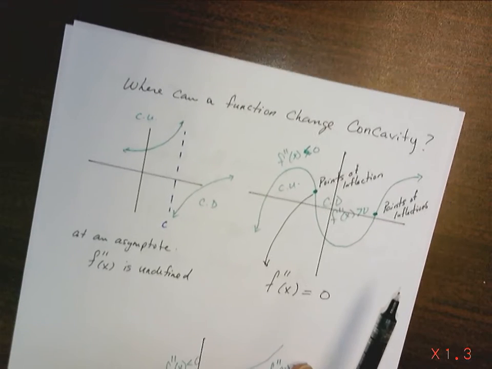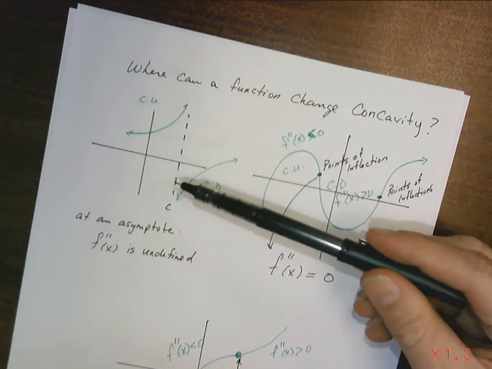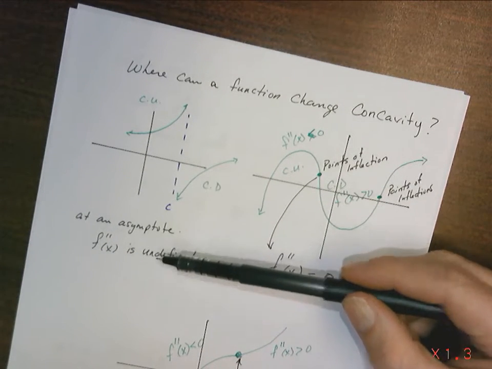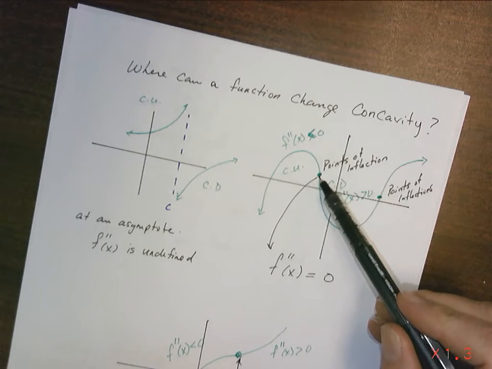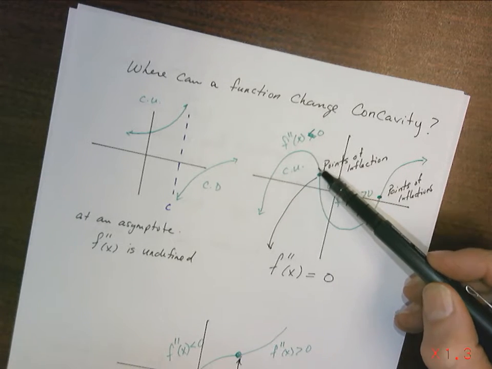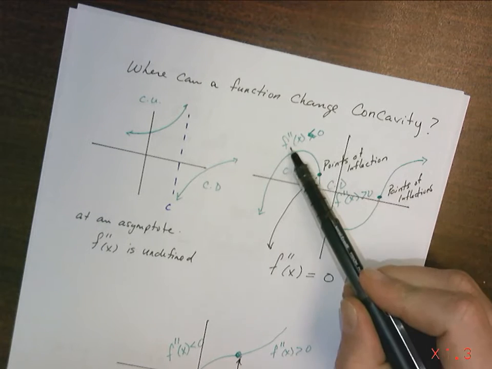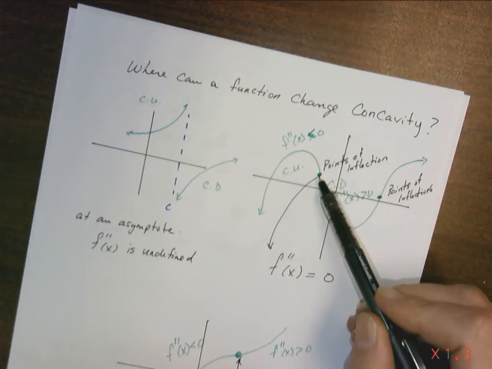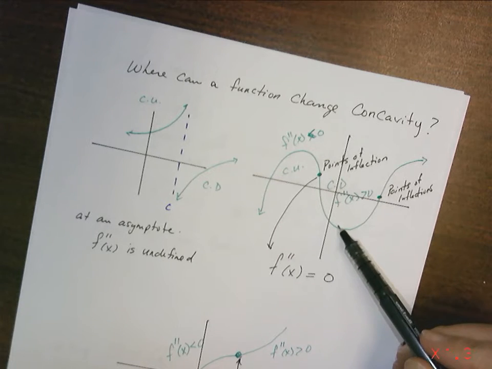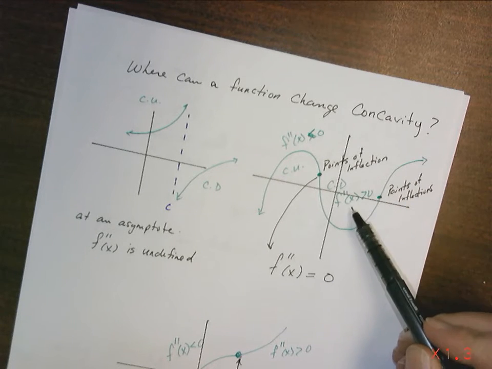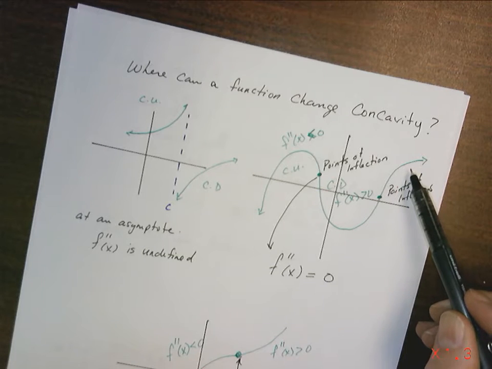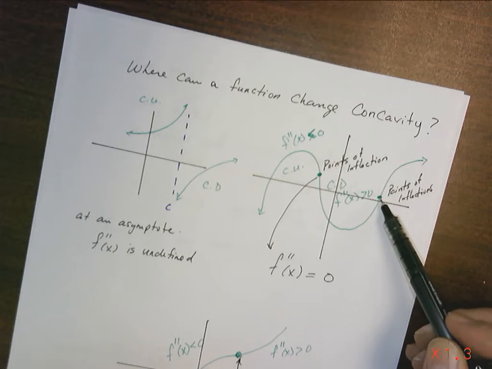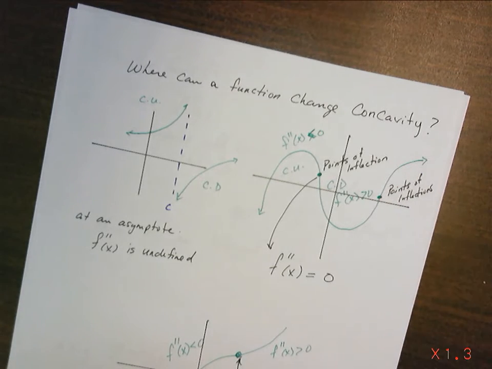When can a function change concavity? Either at an asymptote for the second derivative or at what we call points of inflection. Here I'm concave down, there I'm concave up. The second derivative is less than 0, then the second derivative is greater than 0, which means at this point the second derivative must have equaled 0. We go from concave up to concave down, so the second derivative is greater than 0, then less than 0, so the second derivative at this point must equal 0. And I showed it one more time here.